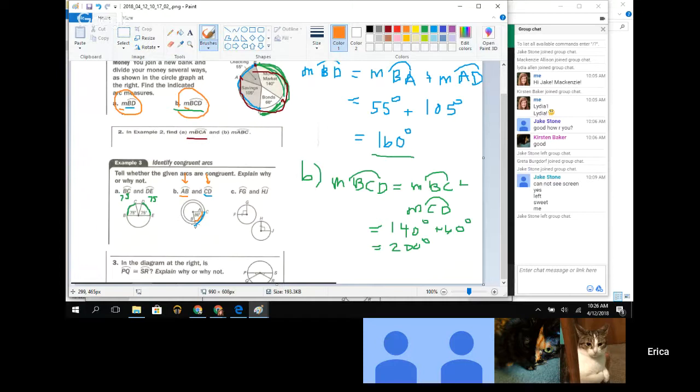The measures of the arc are the same, right? But the measure of the degree of the arc is the same, while the actual measurement of how far it goes is different. Okay, so hopefully that makes sense to you guys. Because they're two different circles, there's no way they could be the same size, right?